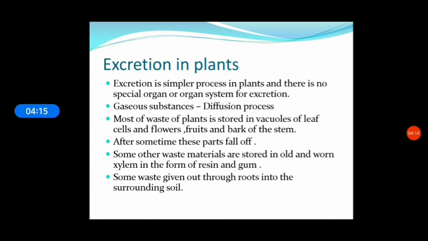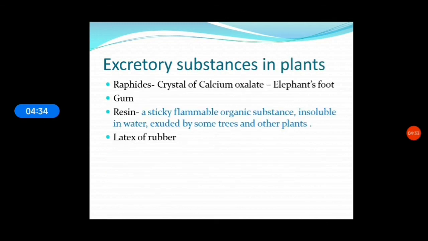Also, most of the waste of the plants is stored in the vacuoles of leaf cells, and flowers, fruits, and the bark of the stem, which fall off, are also examples of excretory substances in the plants. Another example of excretory substance in plants is graphite, which is nothing but the crystals of calcium oxalate, which are found in the elephant's food. So these all are the excretory substances which are produced by the plants.